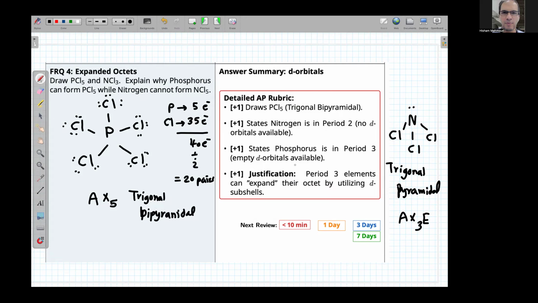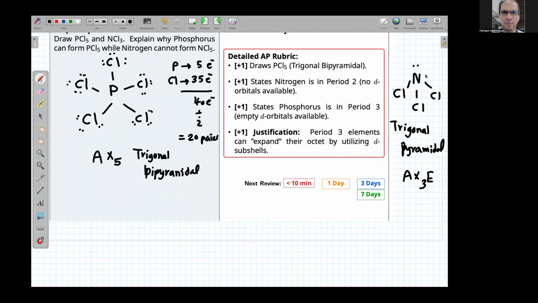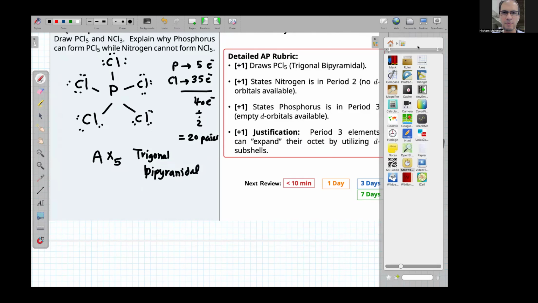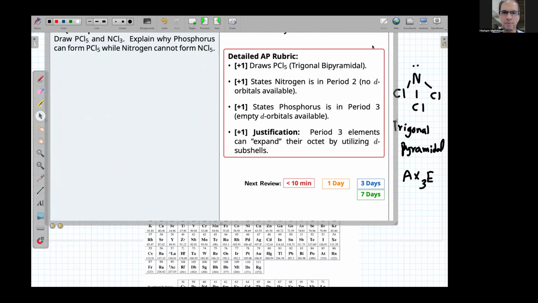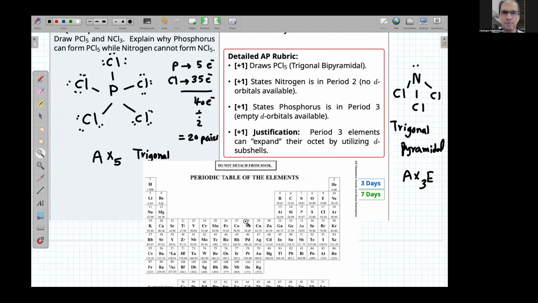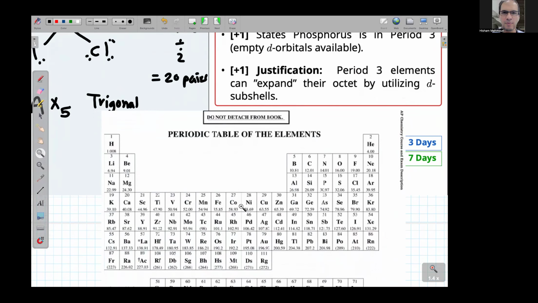Why can't nitrogen make NCl5? So let's see why phosphorus can make PCl5 and nitrogen cannot make NCl5. This is the $1 million question, and you must mention d orbitals to get the point. Let's explain it with the periodic table. How can the periodic table help us explain why nitrogen is different from phosphorus?